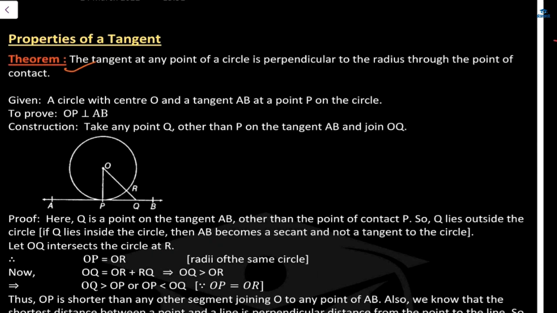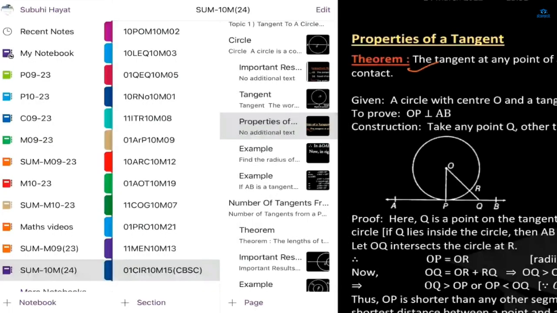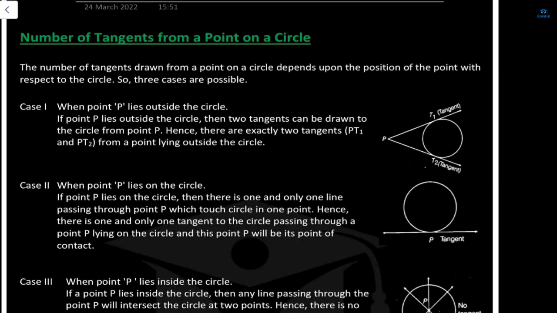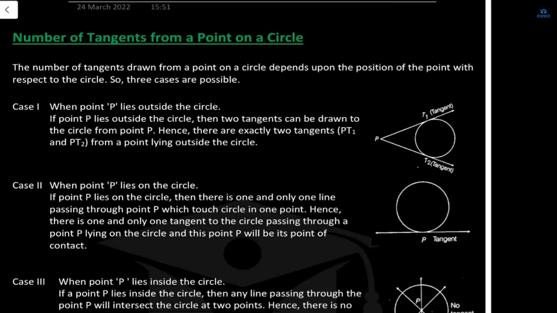Now today we will see the number of tangents. On that theorem we have solved some sums also, and we have done the assignment sheet also. Today we will be doing the other half, the number of tangents from a point to a circle. Now, how many tangents can you draw from a point to a circle?